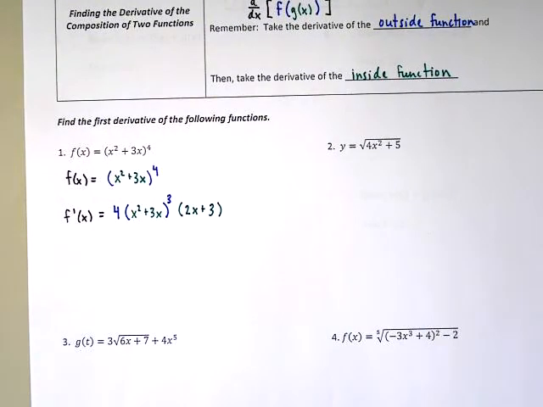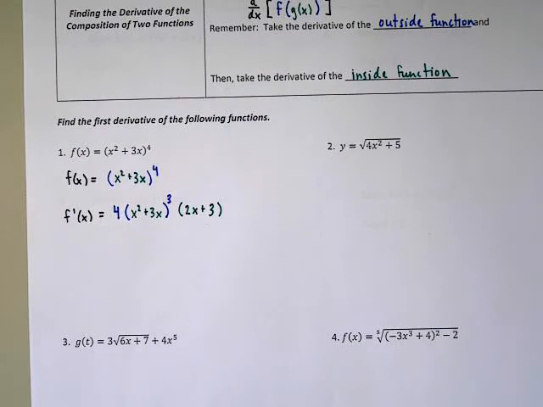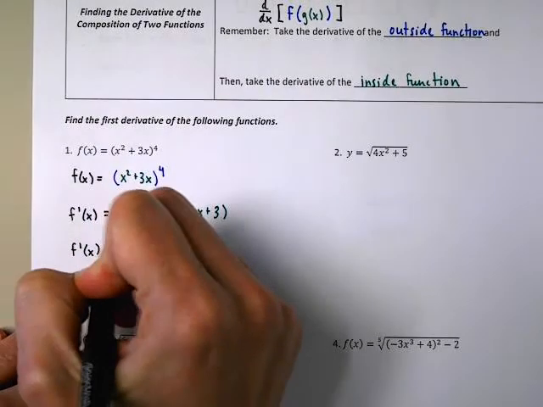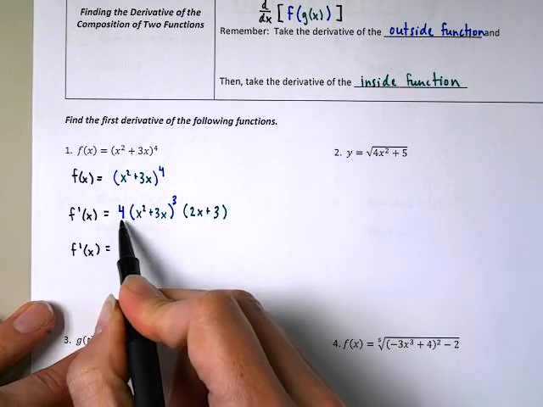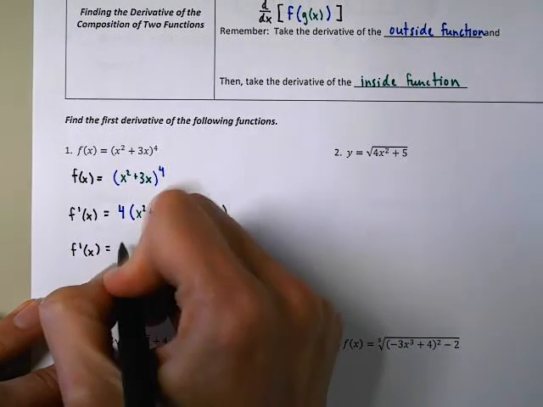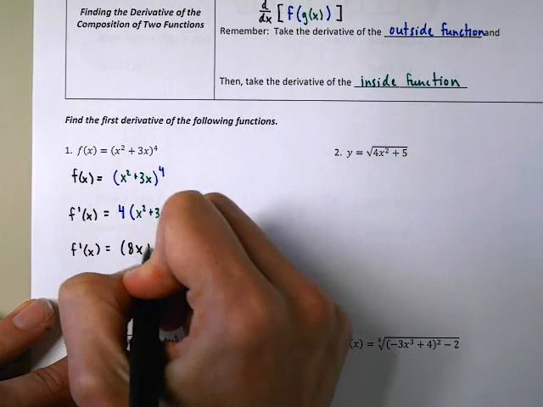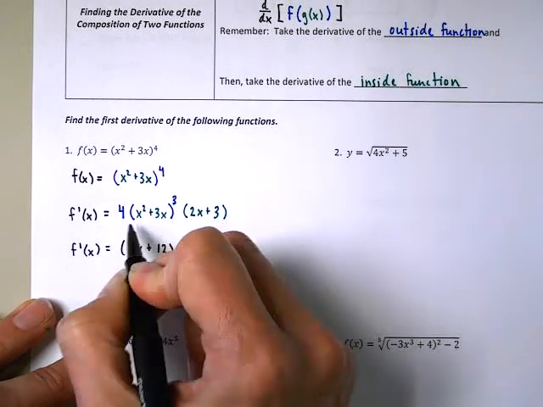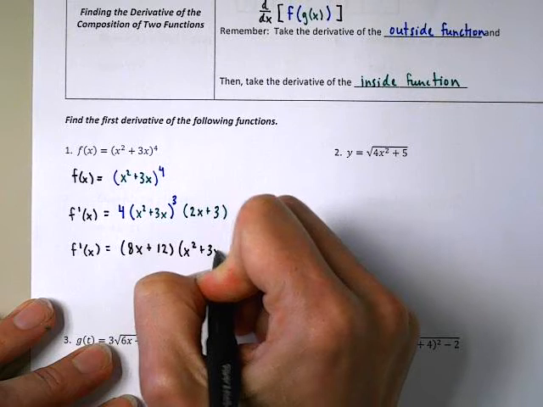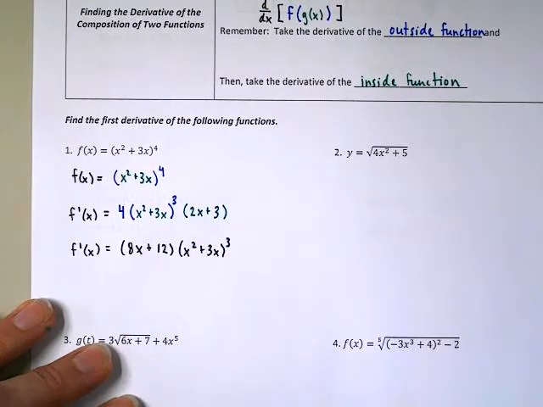So now I've dealt with all of the pieces of that function. So I can do a little bit of simplification. We're not going to worry too much about it, but since it's pretty easy here, I'm going to distribute this 4 to the 2x plus 3. So I'm going to have 8x plus 12, and then this factor is just going to stay the same, x squared plus 3x to the third power. And that would be our derivative.